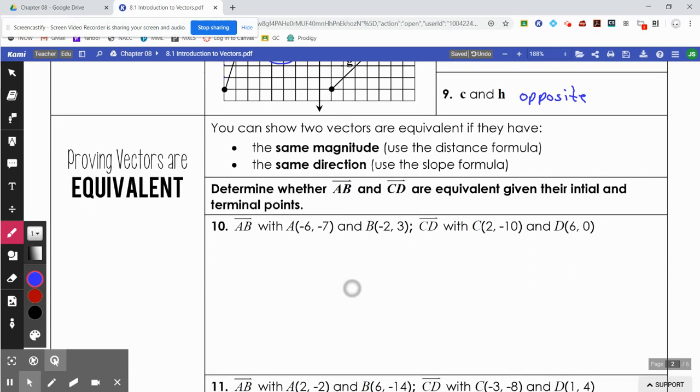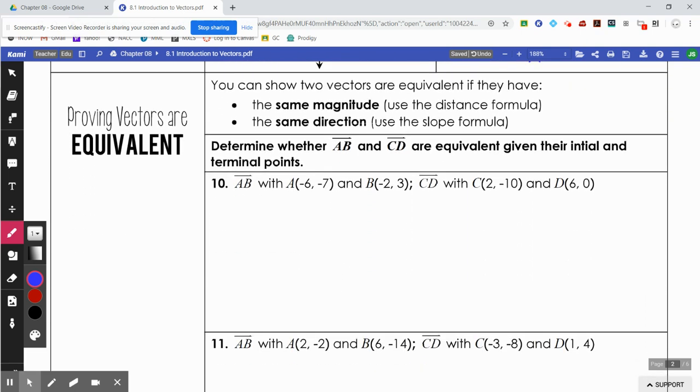And next up, we're going to prove vectors are equivalent. Now, equivalent vectors, or equal vectors, remember, have the same direction and the same magnitude. So you can show that two vectors are equivalent if they have the same magnitude and the same direction. To find out if they have the same magnitude, we are going to use the distance formula. To figure out direction, we're going to use the slope formula. So let's determine whether AB and CD are equivalent.